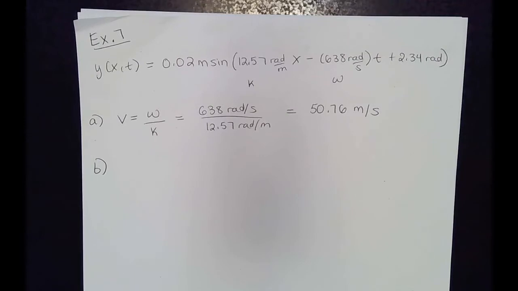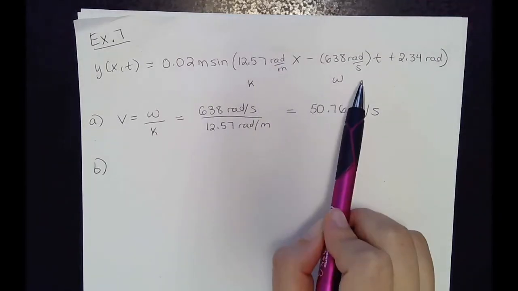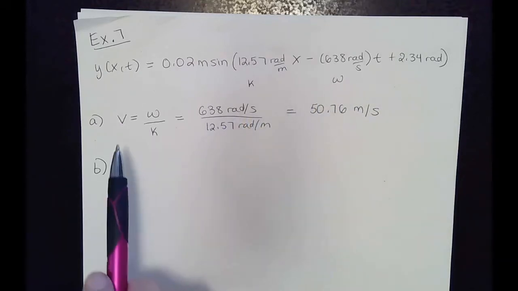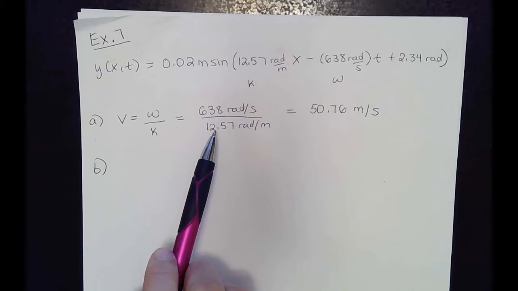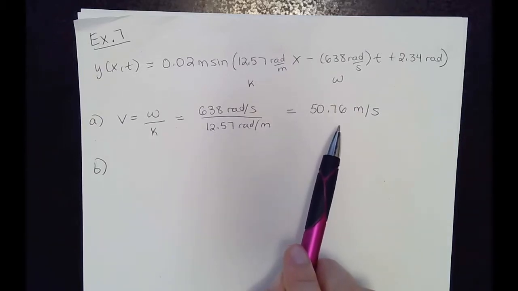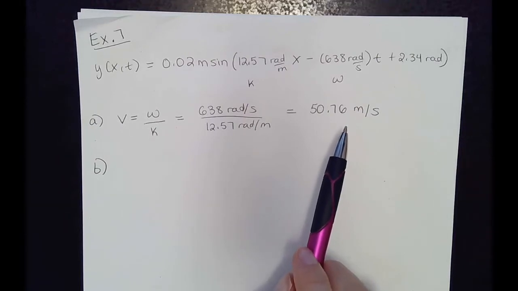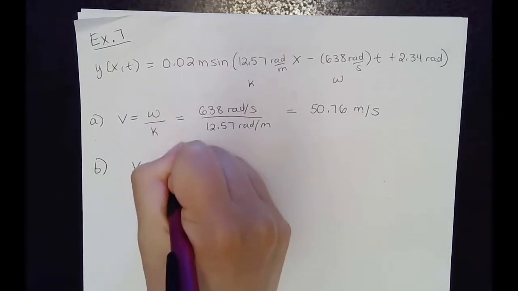Okay, so I've written out the wave equation here, and we know that in front of the x we have k, and here we have omega. I've shown you how we can use v = ω/k to find the wave speed. 638 over 12.57 gives 50.76 meters per second. Then with that we can find the tension, since we know v = √(FT/μ).